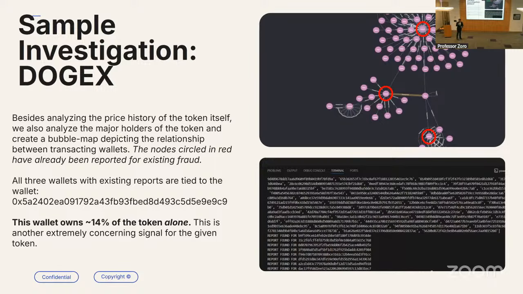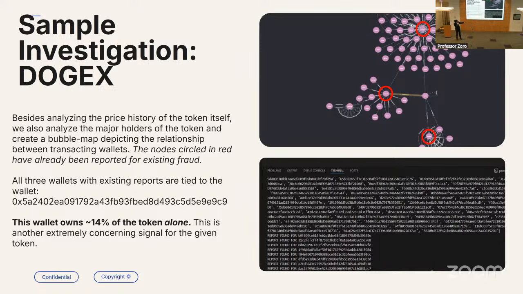Now, let's talk about some analysis of the actual trading market for DogeX. We create a bubble map, which essentially allows me to visualize at once who is trading this token, who owns this token, and of the people who own this token, who is transacting with whom. Now here, in the center of the plot on the top right, we have a wallet that alone held around 14% of the entire token. This one wallet held 14% of the token.